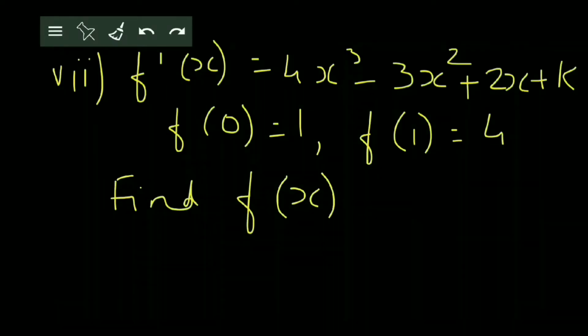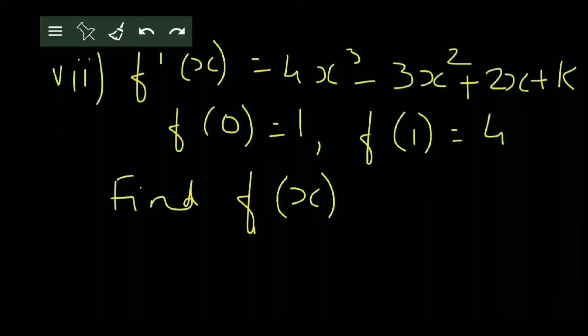I will also help you with the seventh sum. In the seventh sum, f dash x is given as 4x cube minus 3x square plus 2x plus k. f(0) is 1 and f(1) is 4. You have to find the value of f(x). Somewhat it is similar to the previous sum. A bit of difference is there, that is k is another unknown that you have to find along with c, for which they have given us certain data.